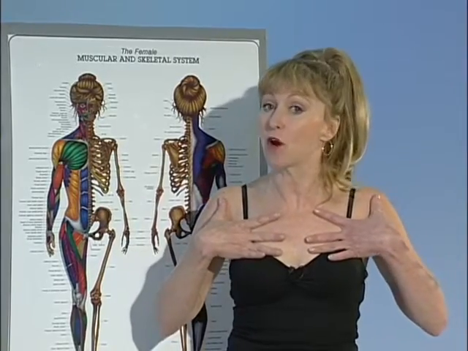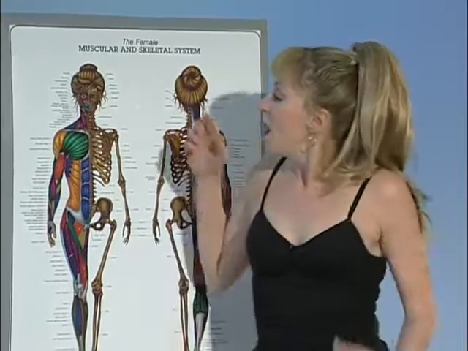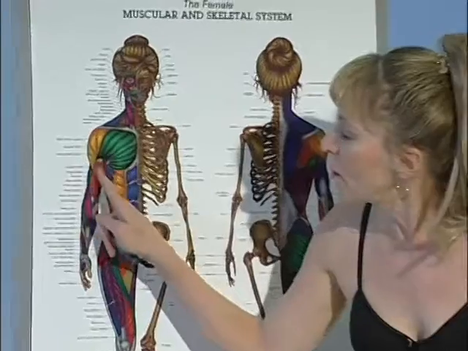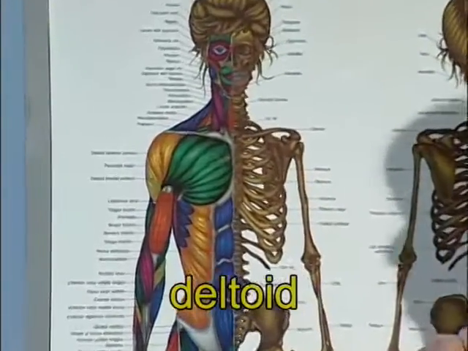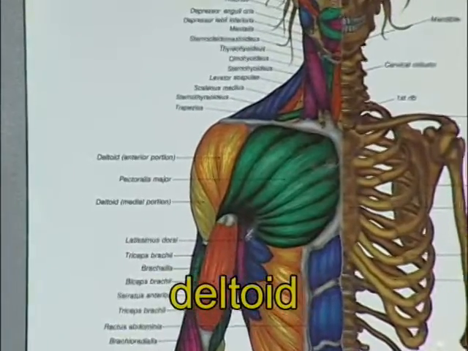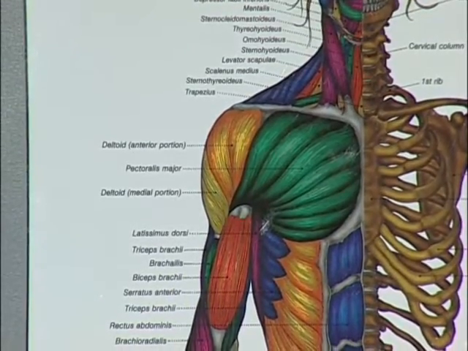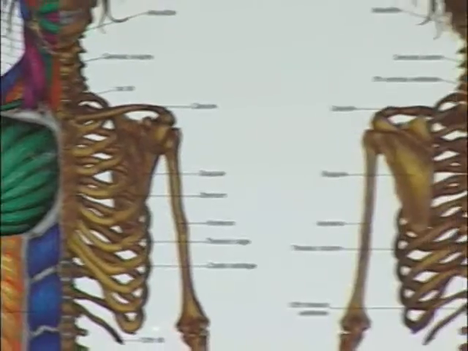The pecs come right across the chest, and they're a big muscle, a very important muscle for us dancers. On the side here of the shoulder, this yellow area right here, this muscle is called the deltoid. Now the deltoid is an extremely important muscle on dancers. Let's go over here and look at the skeleton again.